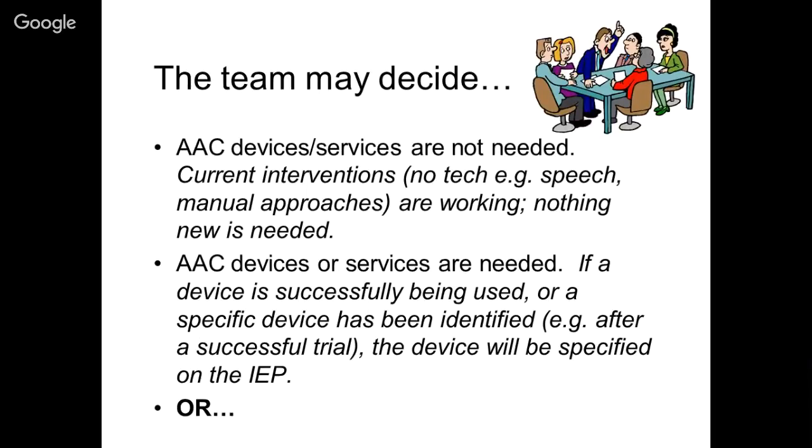So the team, in doing their consideration, may decide that AAC devices or services are not needed. I mean, maybe they go for a manual approach, which is AAC, but not aided AAC, of course. And maybe the team believes that the child's speech is intelligible enough that no tech is needed, or nothing new to augment communication is needed. They may decide that AAC devices or services are needed, and of course, it should be check the box, but go beyond that.